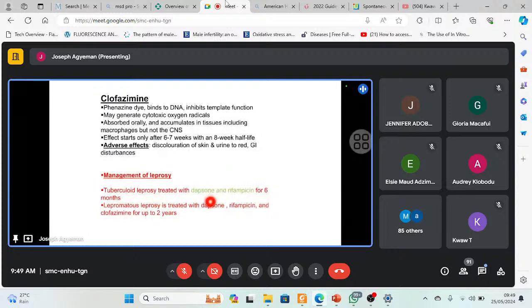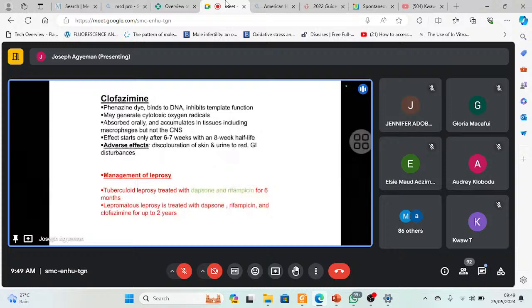If you are managing the paucibacillary type, that is the tuberculoid leprosy, clofazimine has no role anymore, because we don't want to create resistance. So, for example, you can combine dapsone and rifampicin for a 6-month duration.